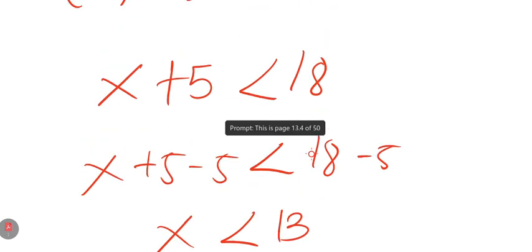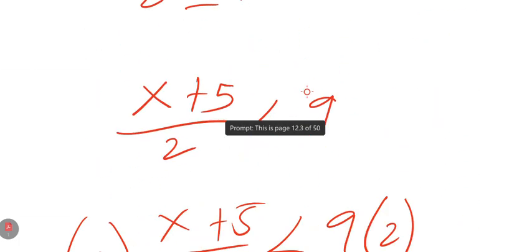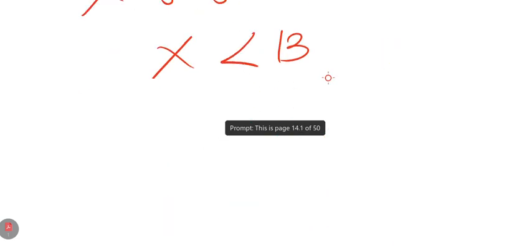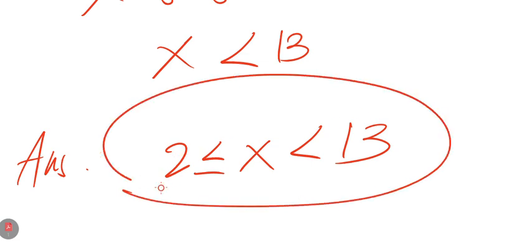Now, let's combine the answers. Since the compound statement says "and", we're going to take the intersection. So the answer is x is greater than or equal to 2 and x is less than 13. Okay, so this would be our answer.